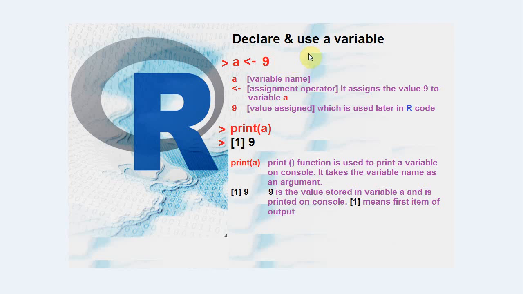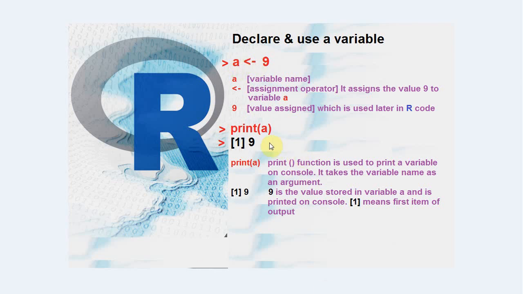So how to declare and use a variable? Now at our prompt, if we write a is assigned 9, that means the value 9 will be stored in this box A. This combination of less than and minus sign, or less than and hyphen, is called assignment operator in our programming. It simply assigns the value on its right to the variable on its left. So 9 is assigned to A. You can see this arrow which is going from 9 to A.